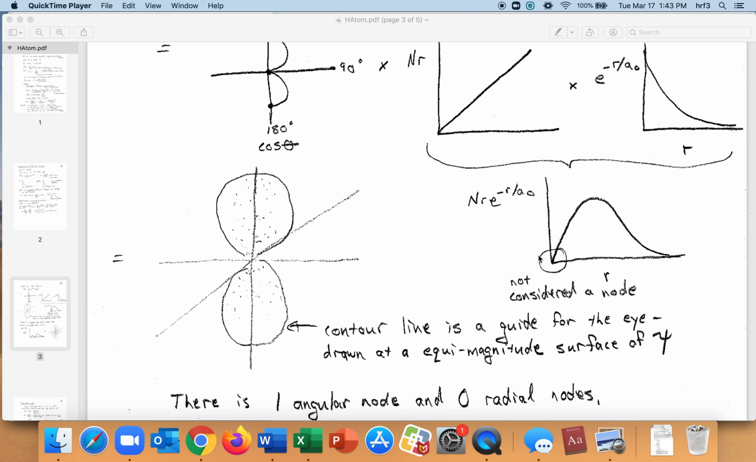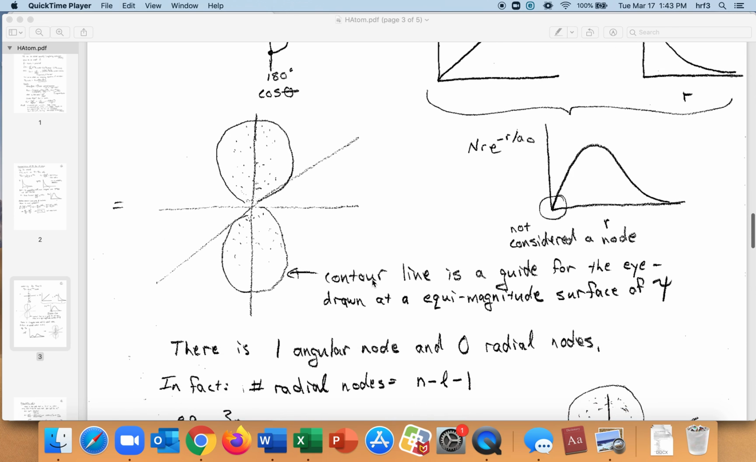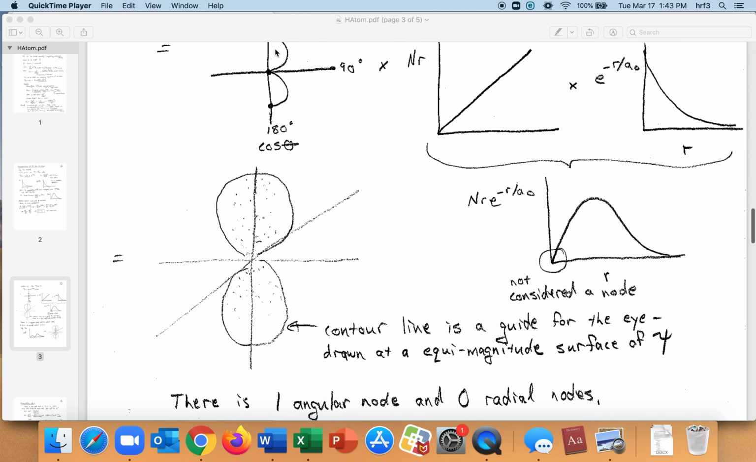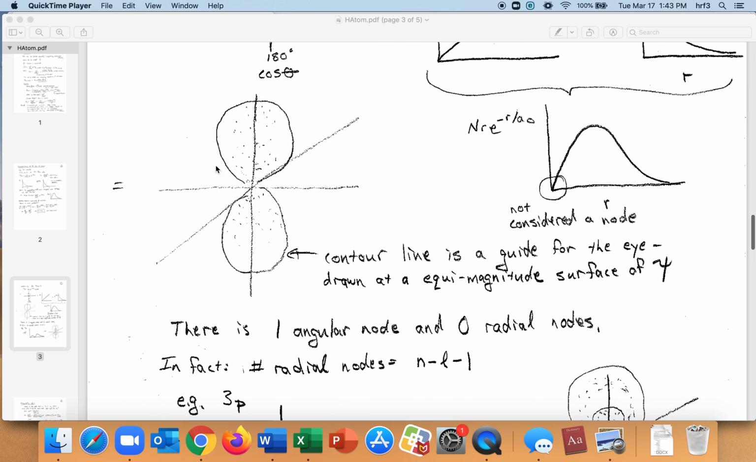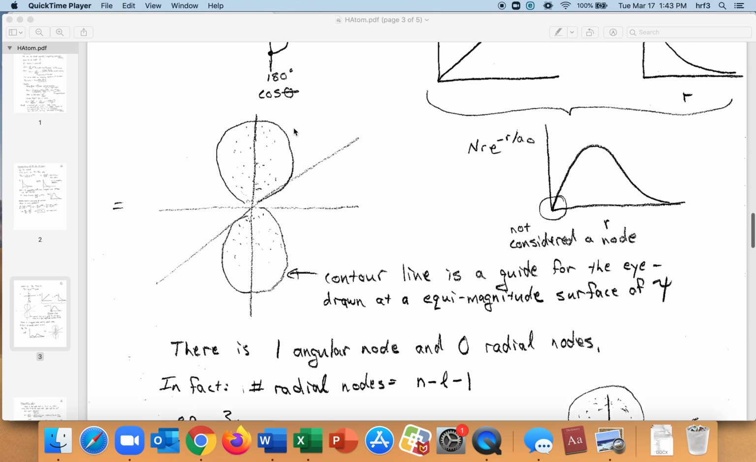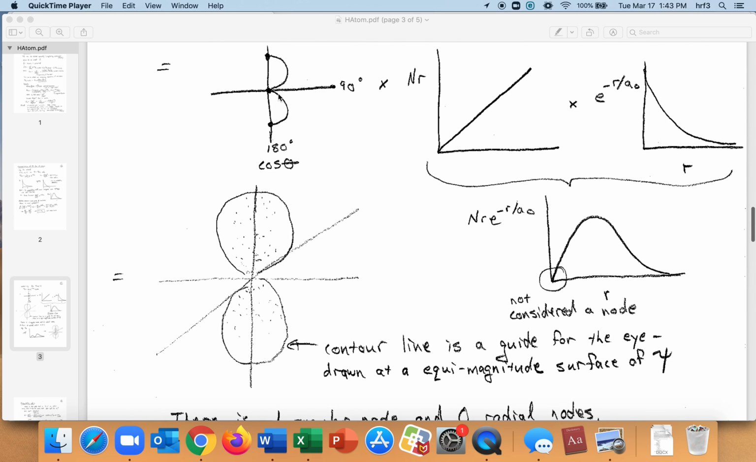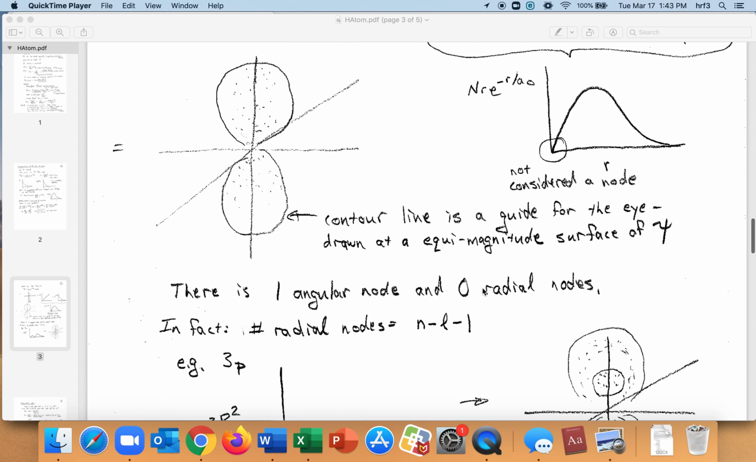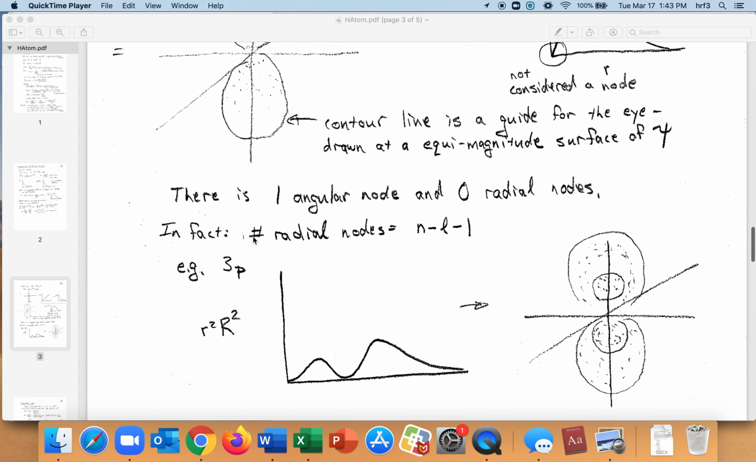the angular part. This part is not considered a node. I mean, it is 0, but we don't call it a node. There will be a node, though, from the angular part. So we would say there's one angular node in the p orbital. So when your theta is at 90 degrees, this whole plane is a node. So this whole xy plane is a node in the p orbital. No radial nodes. In fact, the number of radial nodes will be n minus L minus 1.